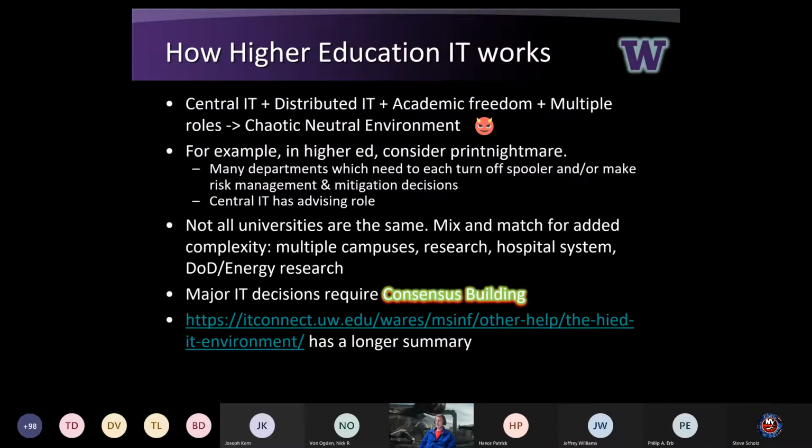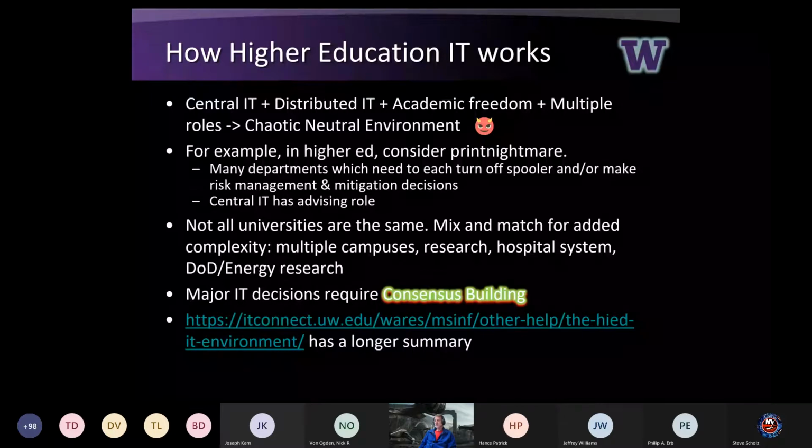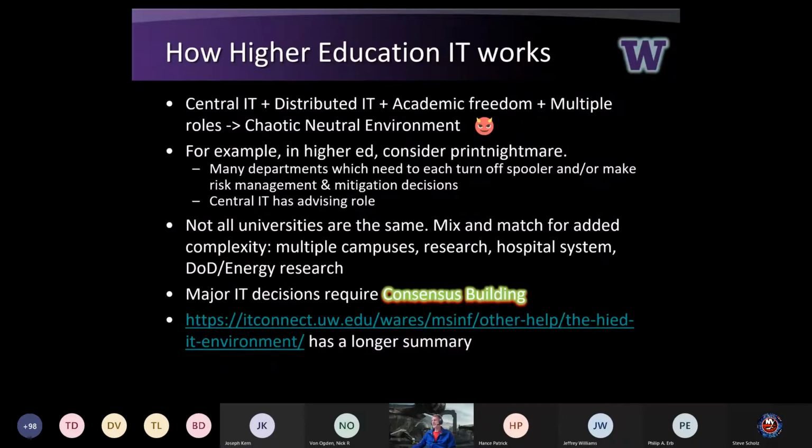Let's look at a concrete example. Print Nightmare, which we've all now lived through. In a corporate environment, there'd be a single person who would have the authority to say, yeah, turn off the print spooler across all of our workstations. In a higher education environment, there is not that one person who can do that. Each department has to make that sort of risk management decision and decide to do that. Central IT might have an advising role if the departmental IT departments trust them and have set up that sort of communication channel. But a problem like Print Nightmare is a nightmare in the higher ed space.